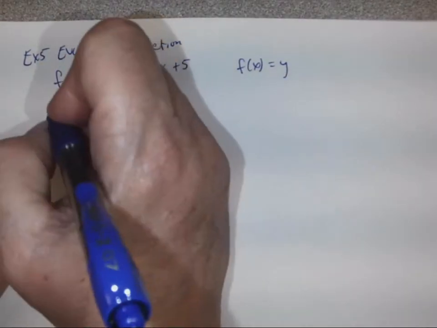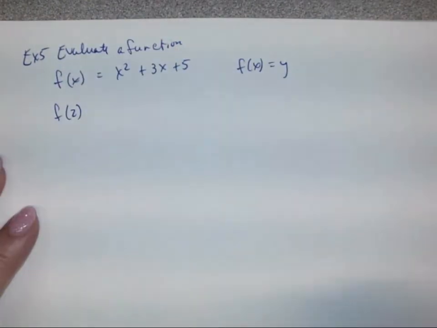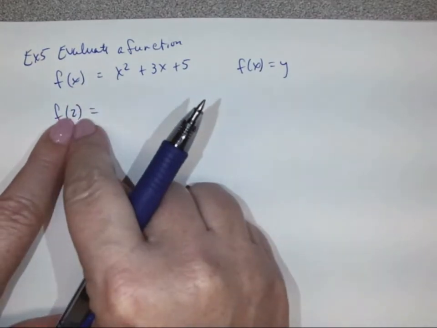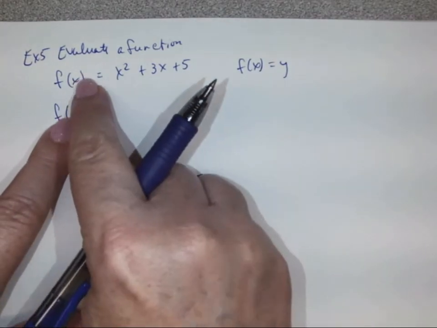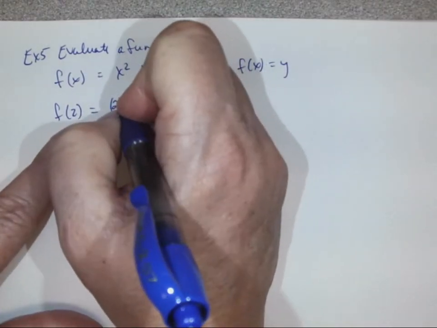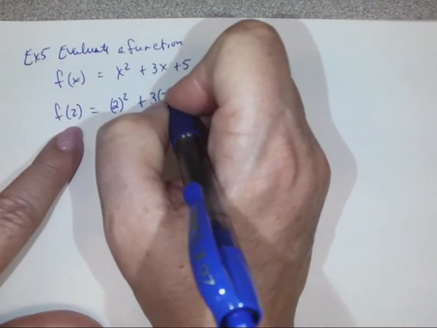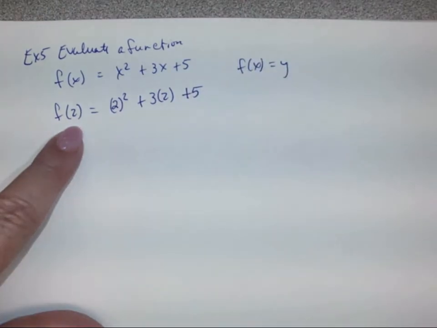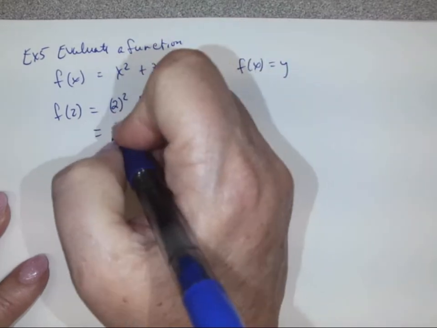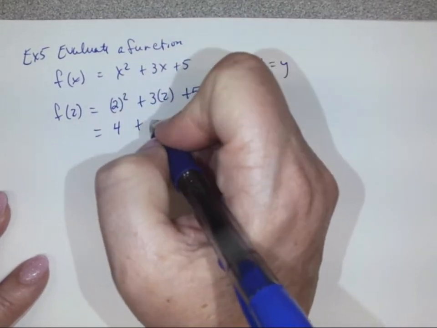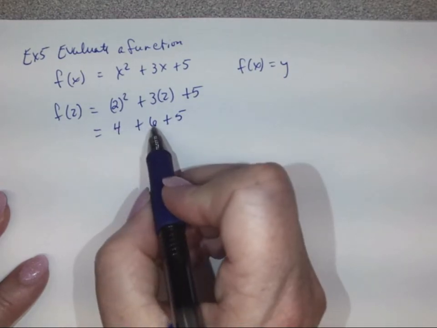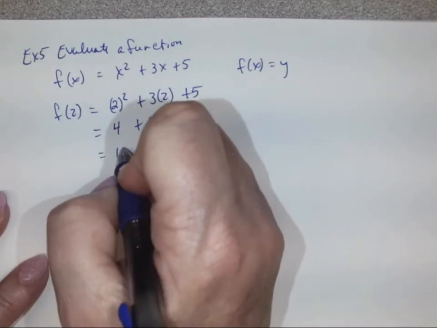So let's find f at 2. So that means wherever an x is, we're going to plug in a 2. That's what that f at 2 means. Wherever x is in our function, we'll plug in a 2. So that means we have 2 squared plus 3 times 2 plus 5. So wherever the x was, I plugged in a 2. So 2 squared is 4. 3 times 2 is 6 plus 5. So 4 plus 6 is 10 plus 5 will get us 15.